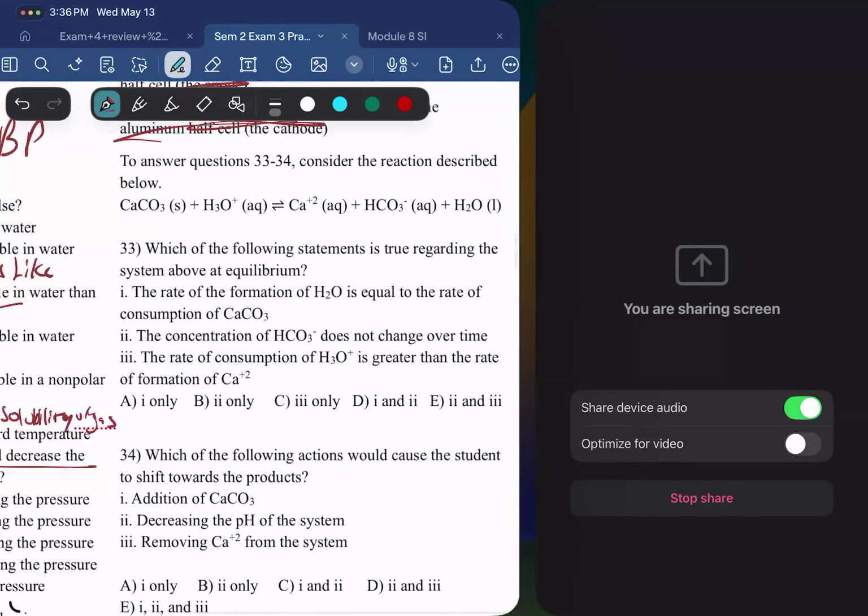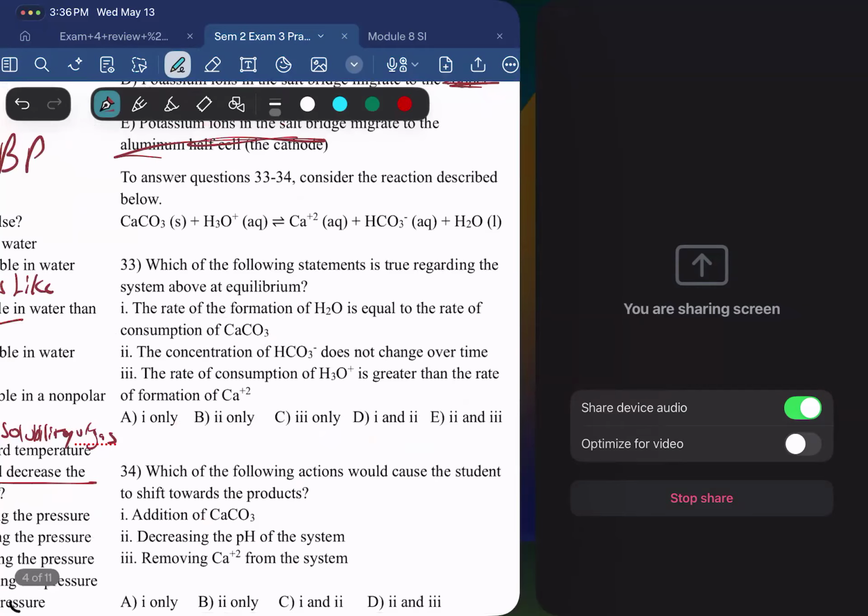Okay. All right, 33 to 34. So we have this reaction, and they're asking which is true regarding this equilibrium. Here we see this is a kinetic question. The rate of formation is equal to the rate of consumption. This is true because they're all equal ratios in the reaction.